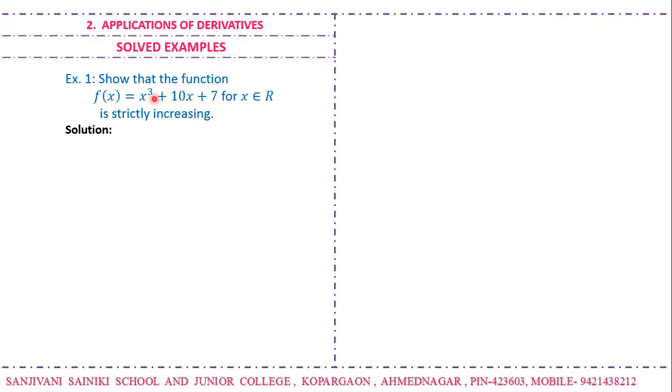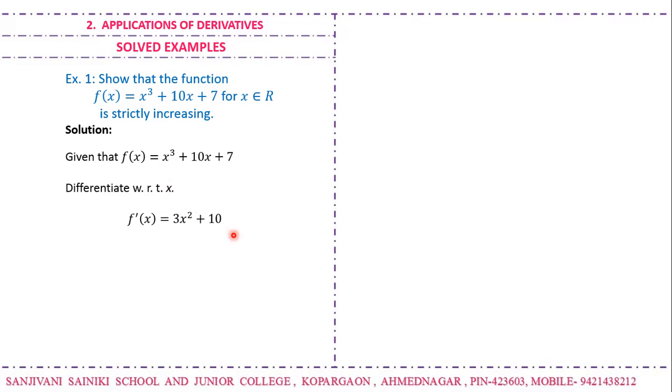Show that the function f of x is equal to x cube plus 10x plus 7, for x belongs to R, is strictly increasing. We have to show that this function is strictly increasing. Now, how to show that? Given the function f of x is equal to x cube plus 10x plus 7, differentiate with respect to x.